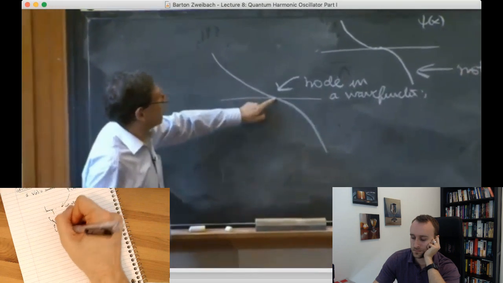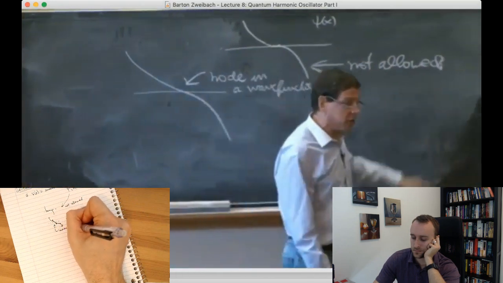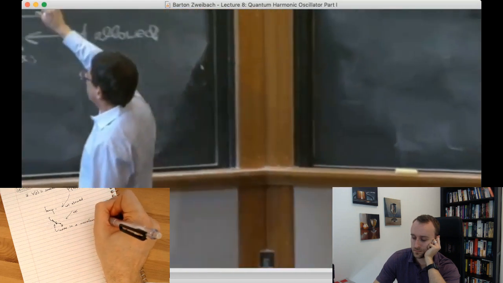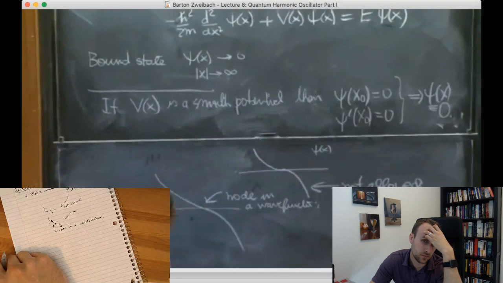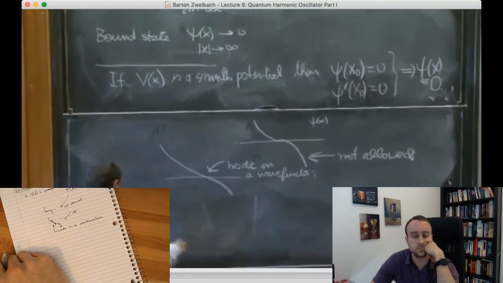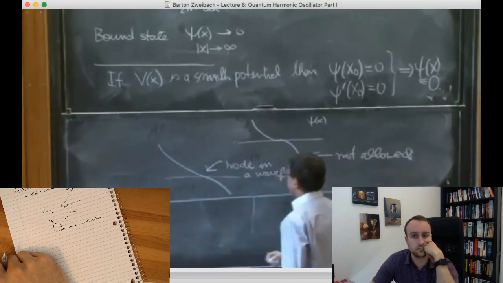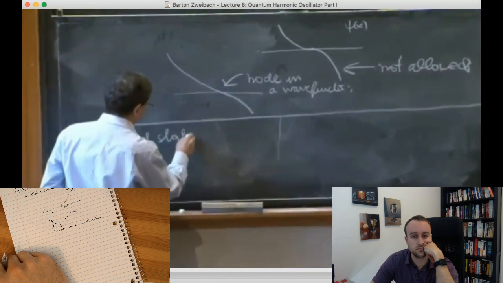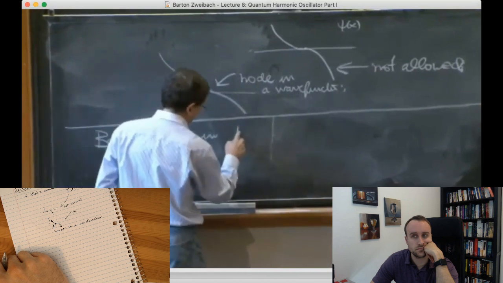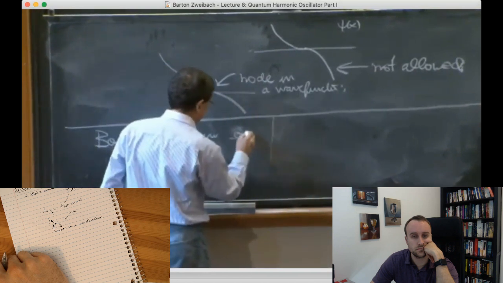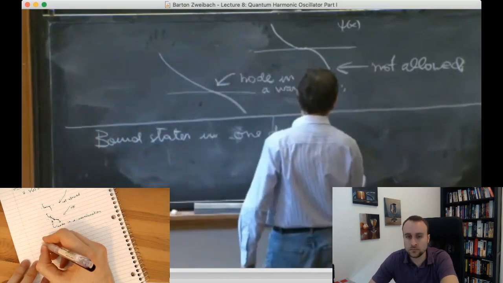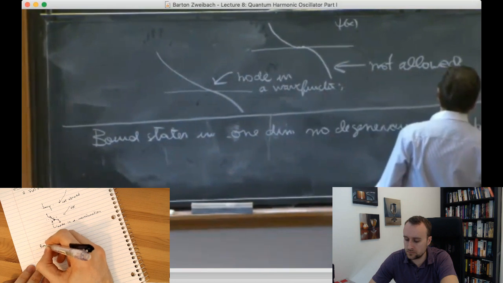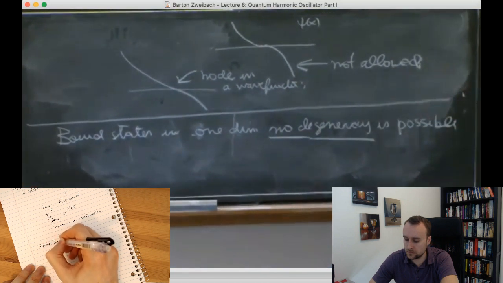It's a place where the wave function vanishes, and the derivative of the wave function better not vanish at that point. Now, this is one claim that it's not hard to prove, but we just don't try to do it. And there's another claim that I want you to be aware of: for bound states in one dimension, in the kind of thing that we're doing now, no degeneracy is possible. What do I mean by that?